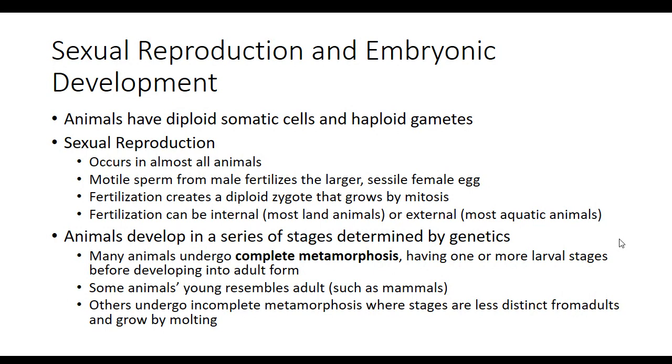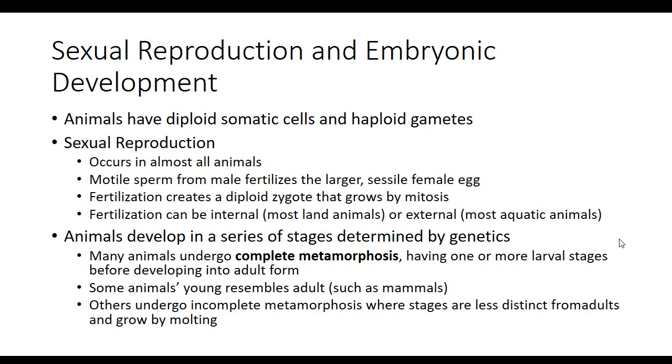In some animals, there is no metamorphosis. The young hatch from eggs, or they're laid, or they are born from the mother, and they look pretty much like an adult. They just get bigger as they grow. Most mammals are like that. And there are different degrees of metamorphosis.